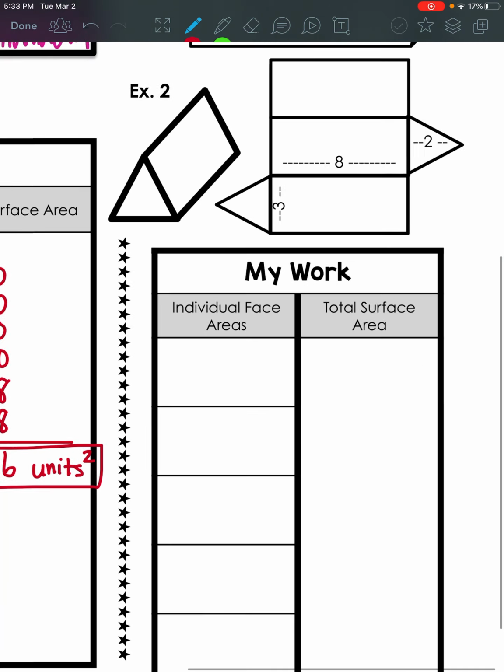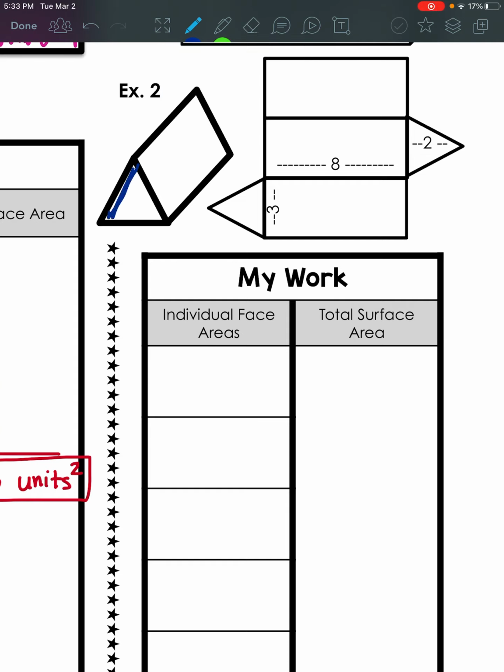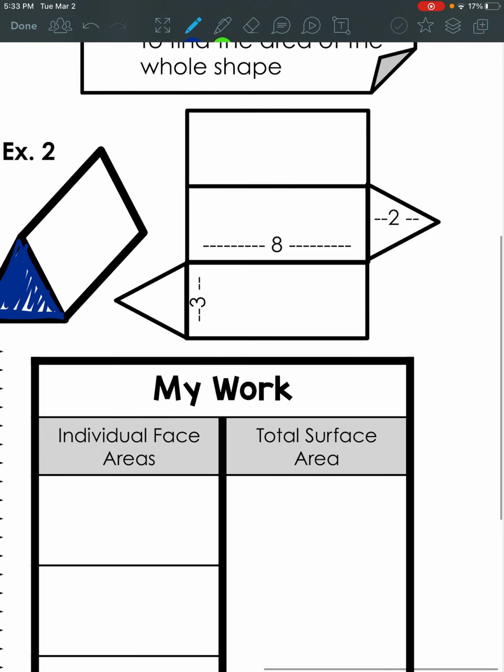Okay, we're going to do a second example, and this is what we call a triangular prism. And the reason we call it a triangular prism is because the bases are triangles. So think of, we have this triangle on the front, but we also have the triangle on the back that we can't see. So here we have a picture of the net.